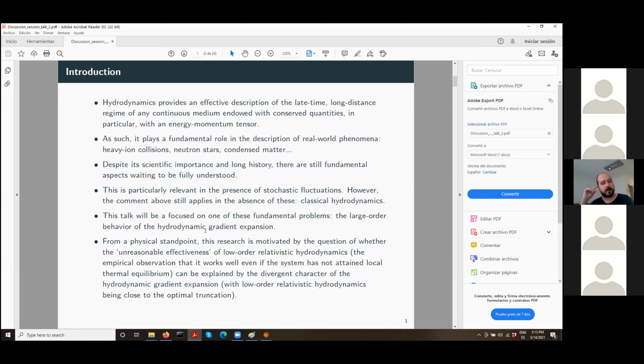And it has been suggested by some authors in the past that this feature could be explained by the divergent character of the types of gradient expansions that hydrodynamics would give you, by the fact that maybe the first few orders of these expansions, which work remarkably well, just happen to be close to the optimal truncation of the series. So the idea here would be to explain this unreasonable effectiveness as an example of Carrier's rule in action, okay? So this is the question we're going to focus on.